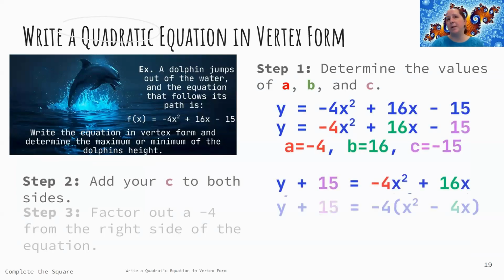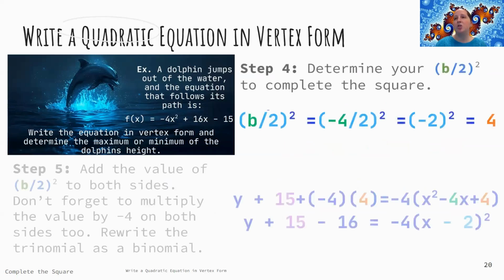So again, my first step is to determine my A, my B, and my C. Okay, that information is going to help me complete the square. So my A is -4, my B is 16, and my C is -15. I add C to both sides. Remember, I still have that Y plus or Y minus, whatever the case may be, since that's my equation. That plus 15 goes the other side, and I can factor out a -4 from the right side of my equation. So -4 times x squared minus 4x.